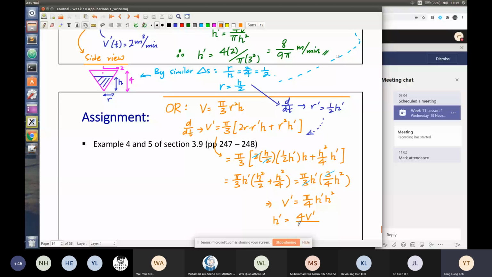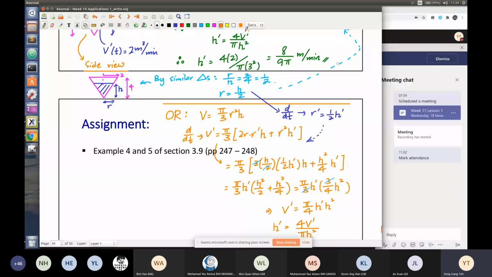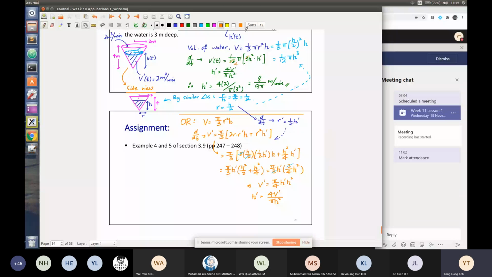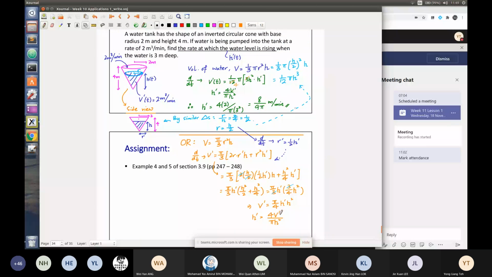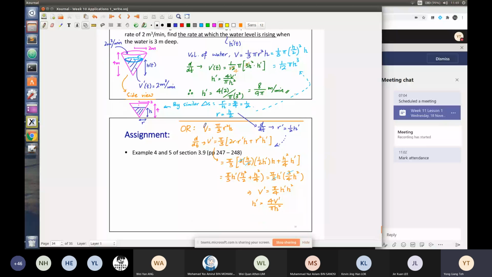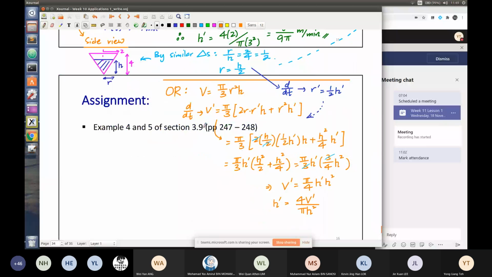Isn't this the same as this guy? You see? This and this is the same. You see? Okay? So therefore, same as previous. So therefore, you can just substitute in the values and get the answer. Same as previous.